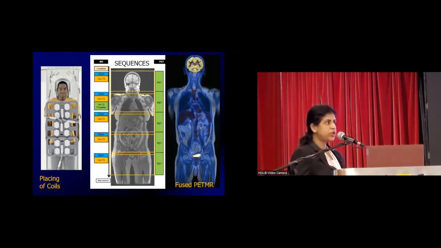And it's always the head to mid-thigh imaging. The lower limb is to be imaged only when there is a clinical suspicion of malignancy like melanomas. You need to involve the lower limb, and also for sarcomas. So here you see the first image is the placing of the coils. The next is the whole body sequence, and finally the fused PET-MR image.